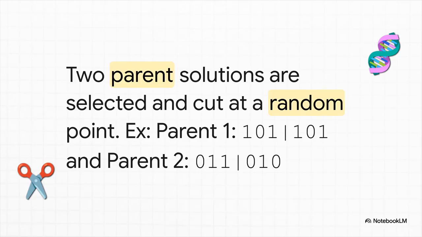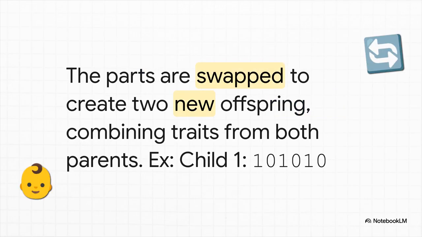And now we get to the really cool part, crossover. This is basically digital breeding. We take 2 of our winning parents, and we pick a random spot to slice them in half. Here, we're cutting right down the middle, after the 3rd gene. Then, you just swap the ends. The front half of parent 1 gets attached to the back half of parent 2, and vice versa. And just like that, you have 2 brand new children that are a mix of their successful parents' traits.